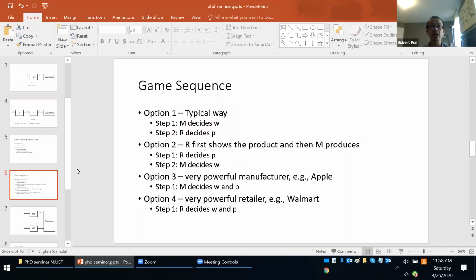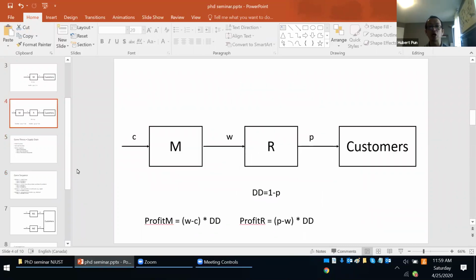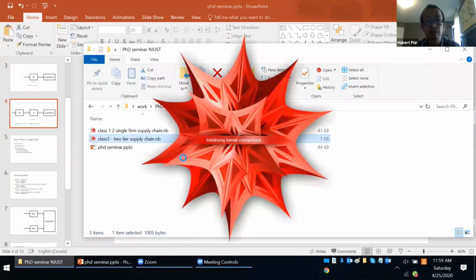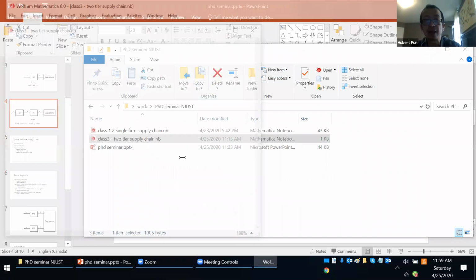So right now, what I want to do is to consider option number 1, and I want to find out what would be the optimal wholesale price and the optimal retail price for this particular problem. So let's go to Mathematica. Okay, let's open up Mathematica.